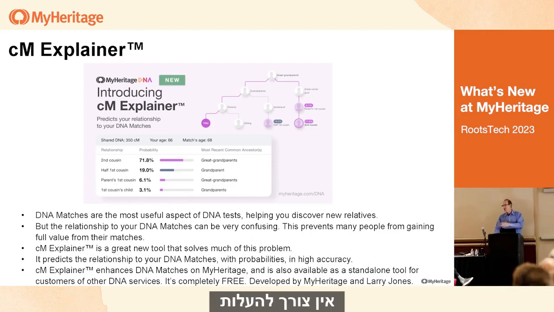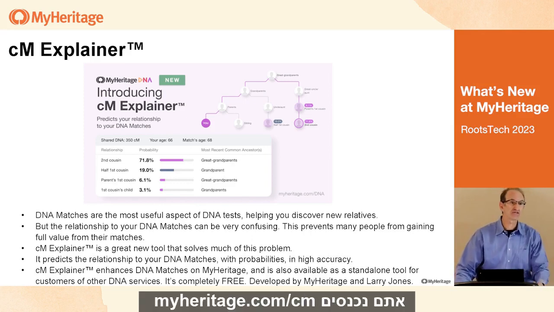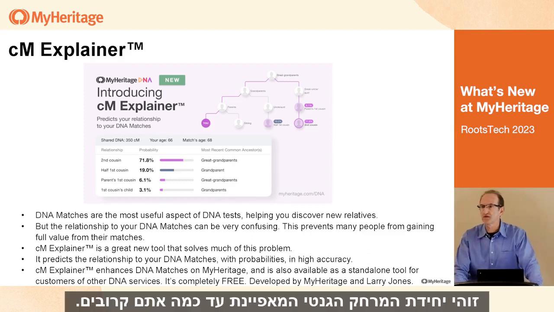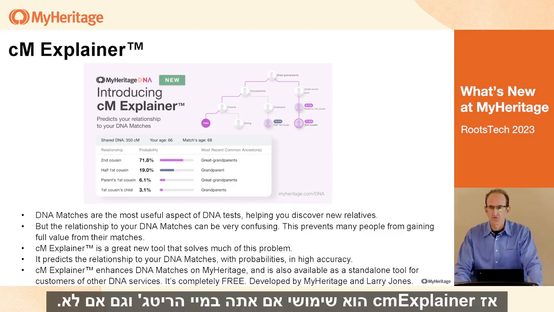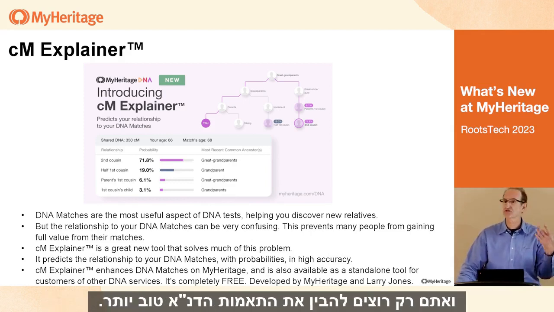You don't need to upload. And the standalone service, you don't even need to sign up. You just go to myheritage.com/cm, and CM stands for centimorgan. It's the unit of genetic distance that characterizes how close you are to that match. So the CM Explainer is useful if you're on MyHeritage, and it's also very useful if you're not on MyHeritage and you just want to understand the DNA match better.